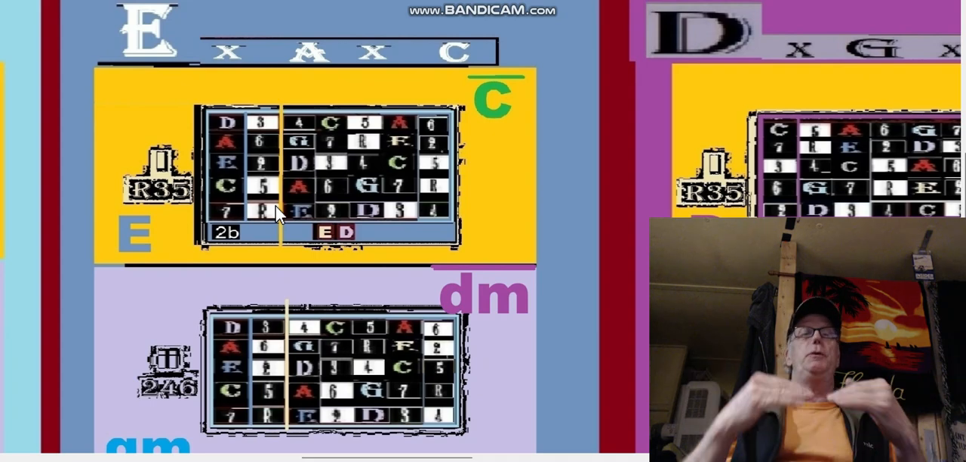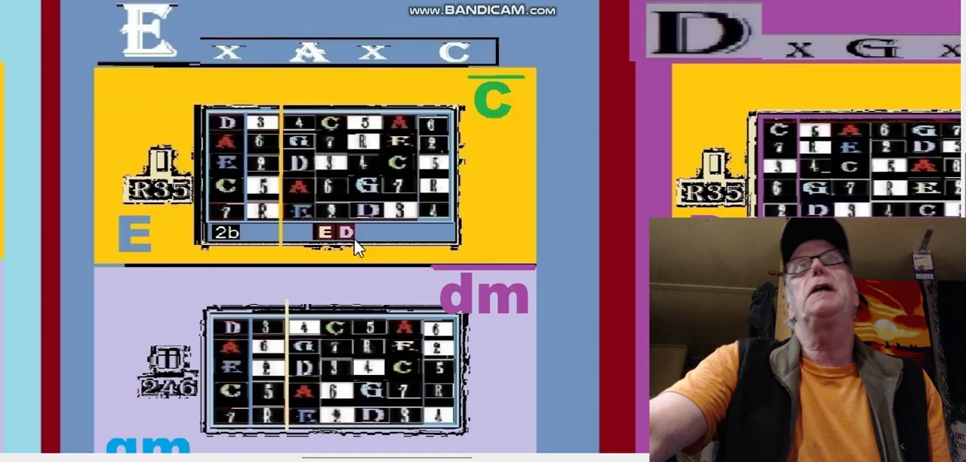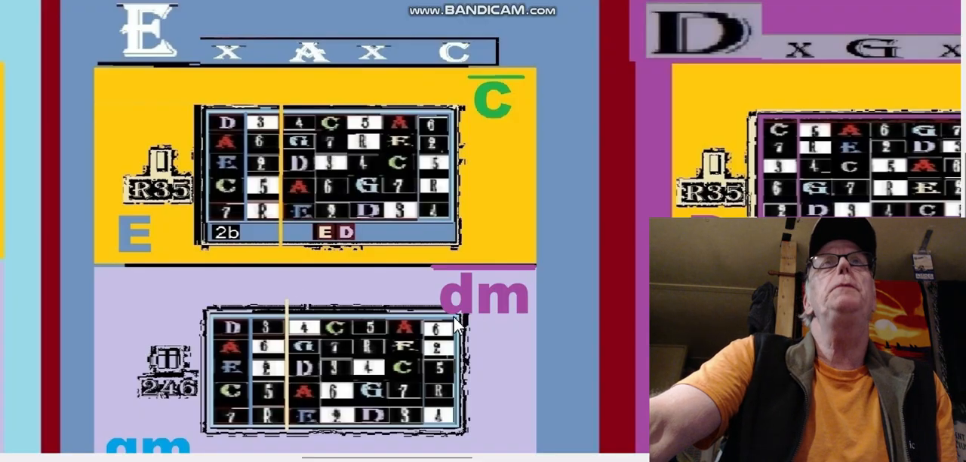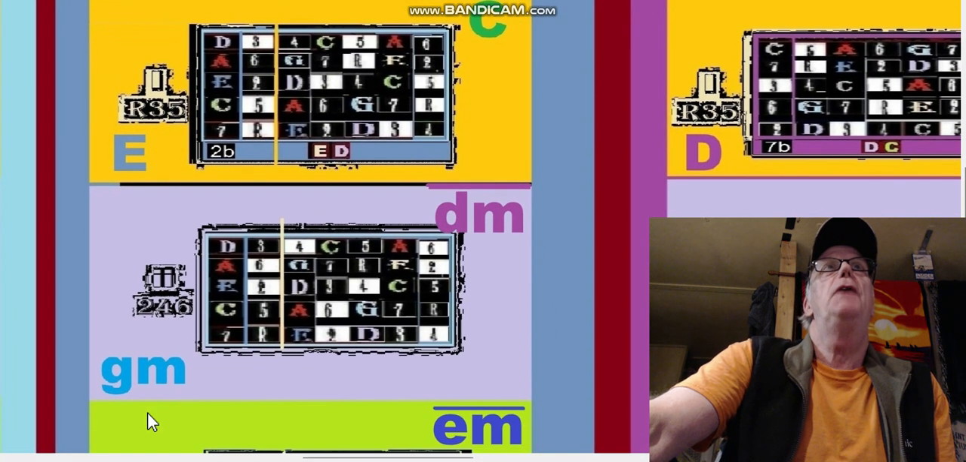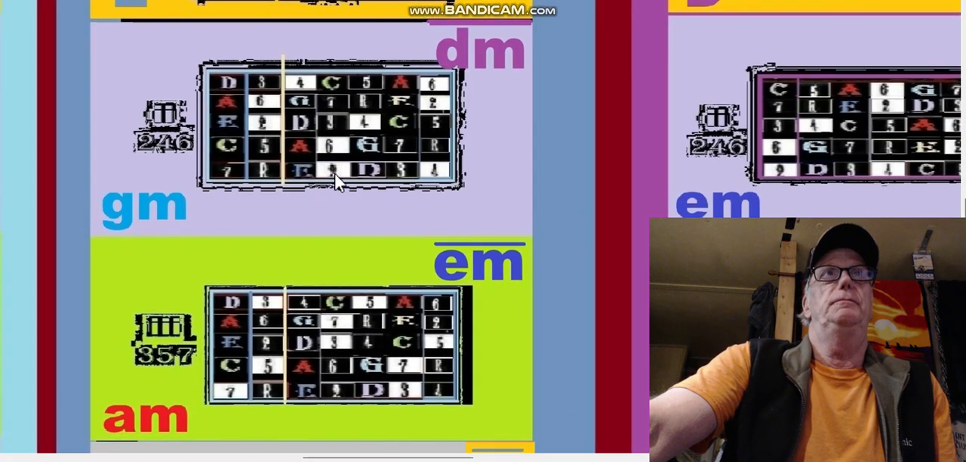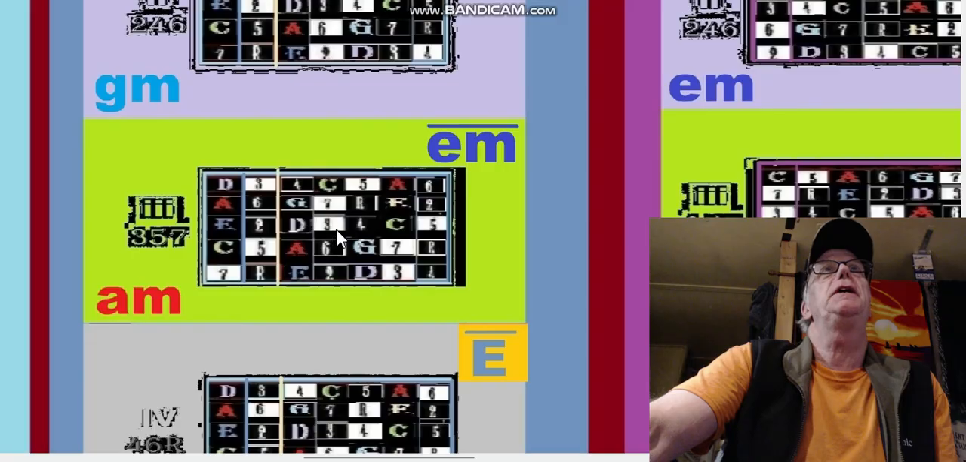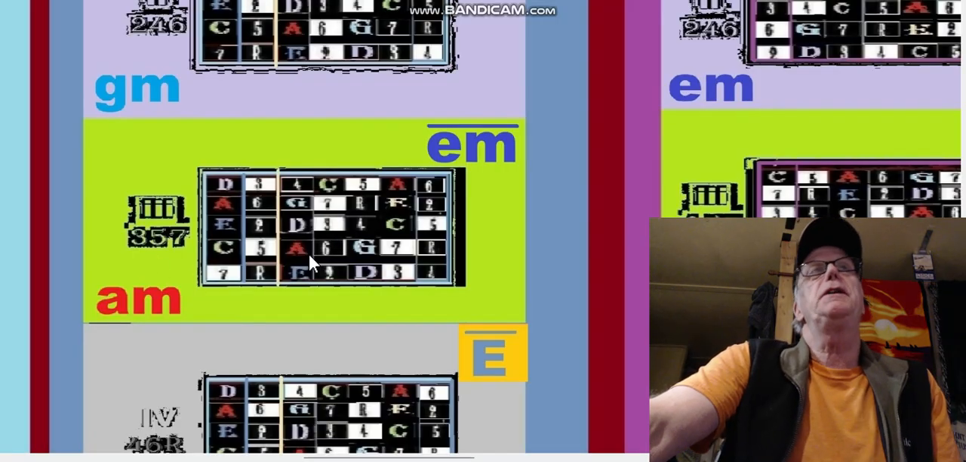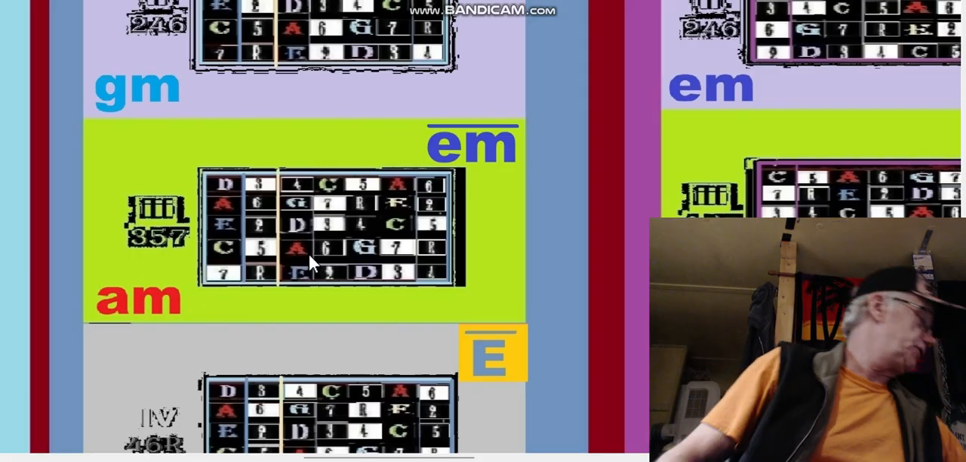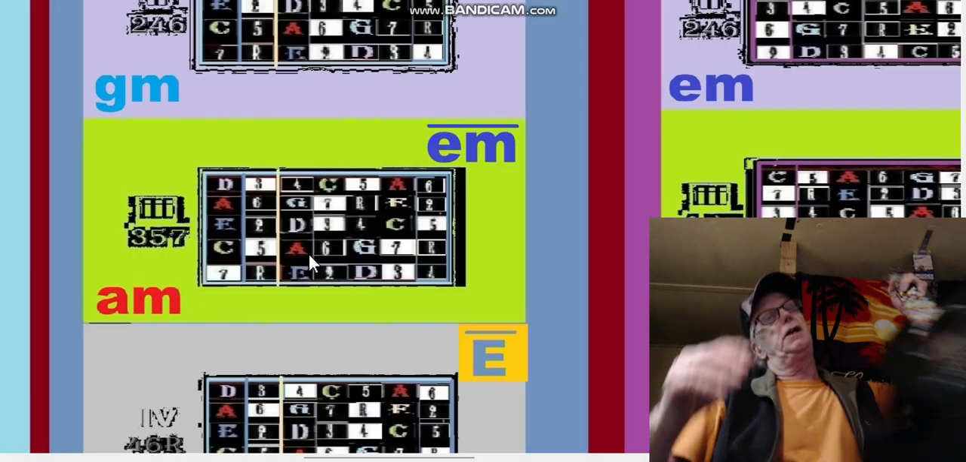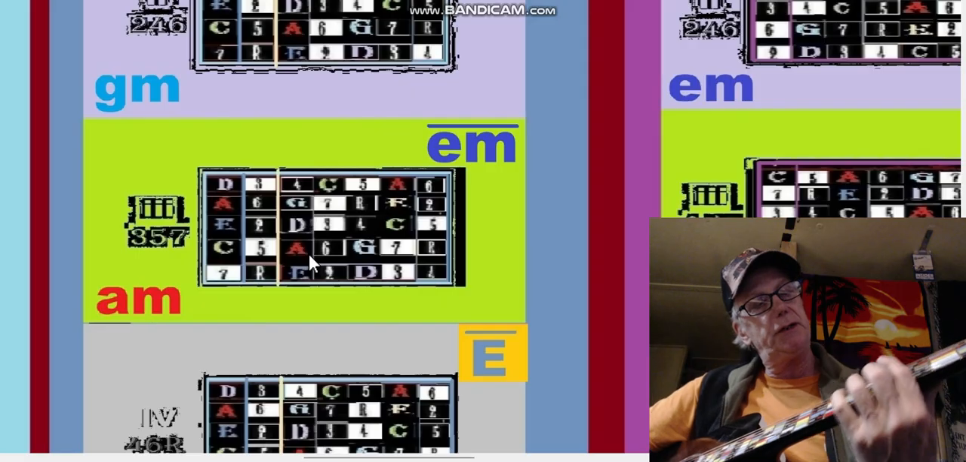So no matter what we do to the bottom part, we're going to be looking at the mirror image of the fifth of that shape. So let's look at an easy one, an A minor shape. The problem with the A minor shape is, again, as I was talking about with the guitar, we have an A minor shape here.